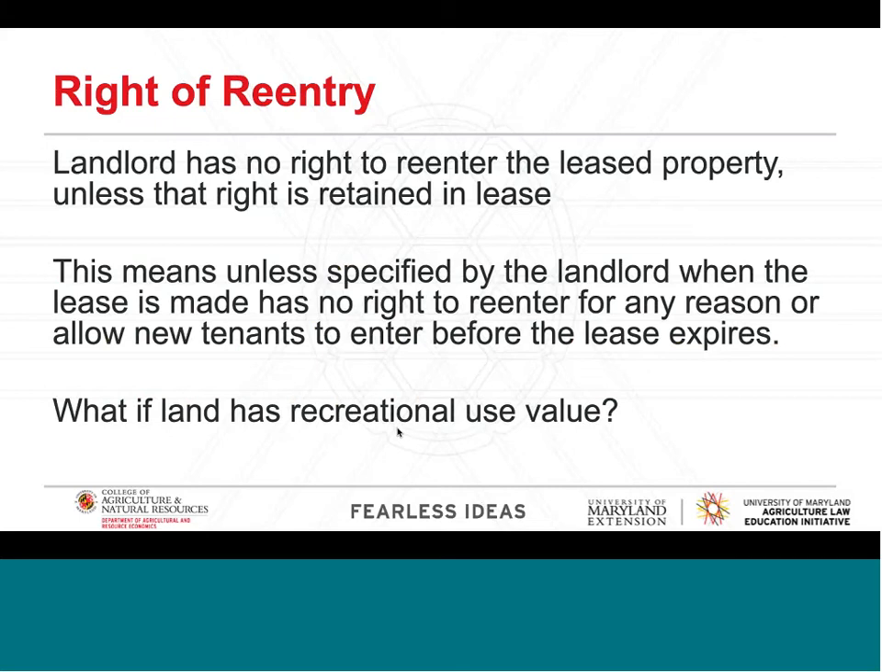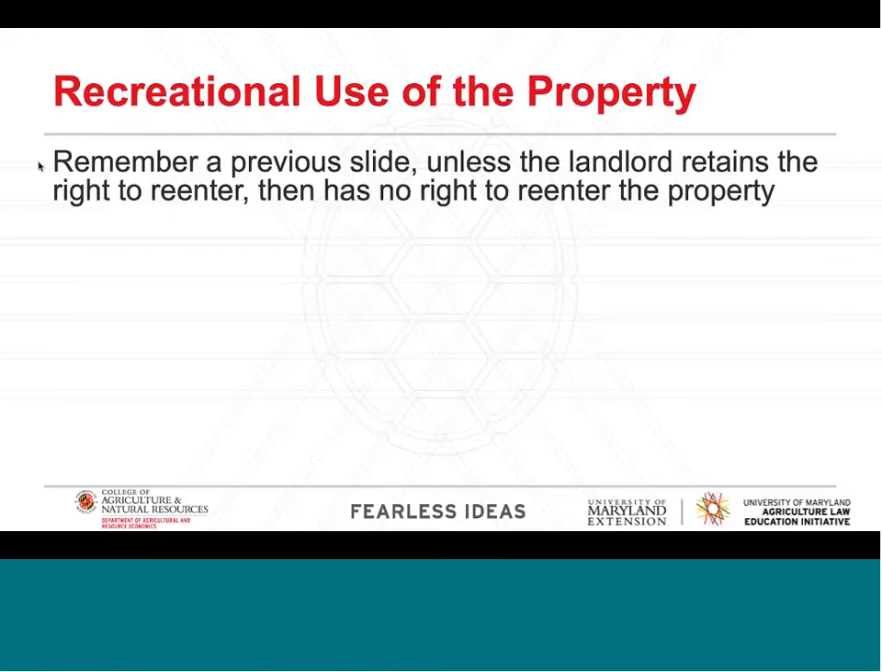The thing to think about with that is, what if the property has recreational value for the landlord? Should they be doing something that helps them be able to come back on the property and utilize that property in some way? And these are things you have to think about as you're developing the lease.